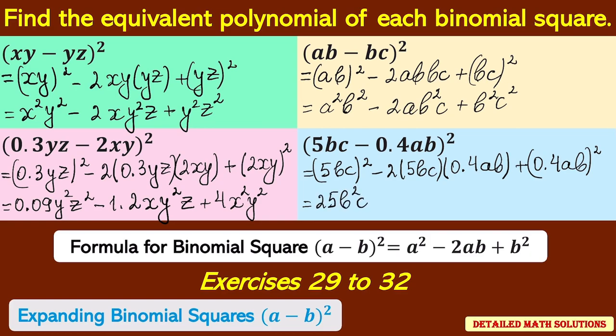25b squared c squared minus 5 times 2 is 10 multiplied by 0.4 is 4, and then I have b times b or b squared c, plus 0.4 squared is 0.16 a squared b squared.